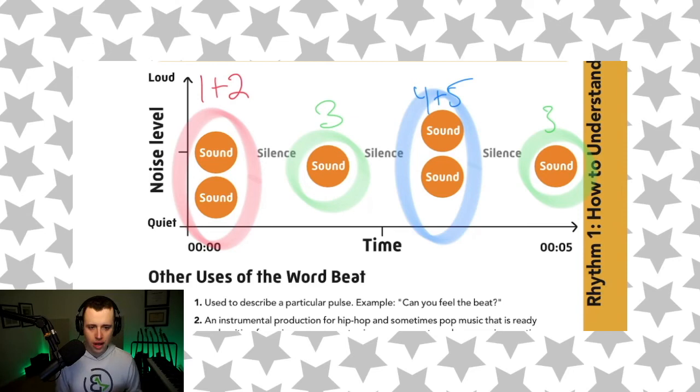So there you go. Every time we go through this series of pulses, 1 plus 2, 3, 4 plus 5, 3, 1 plus 2 is happening one time, 3 is happening 2 times, and 4 plus 5 are happening 1 time. Let's listen through this example one more time, and I'm going to call out the beats as they happen.